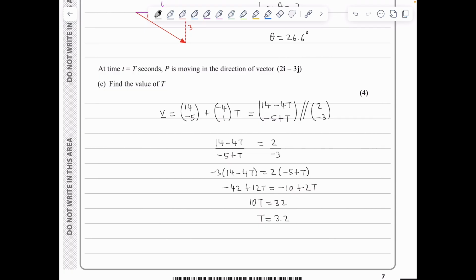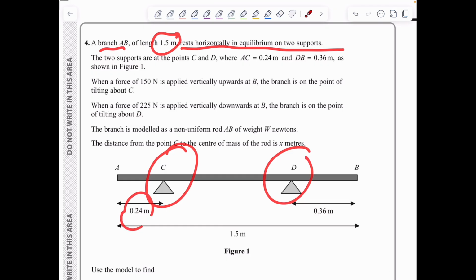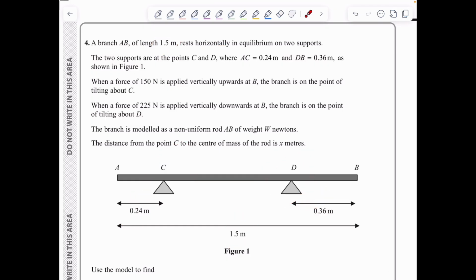In question 4, a branch AB having a length of 1.5 meters is resting horizontally in equilibrium on 2 supports. The supports are at C and D. We've got the distances shown here. When a force of 150 newtons is applied vertically upwards at B, the branch is on the point of tilting about C.